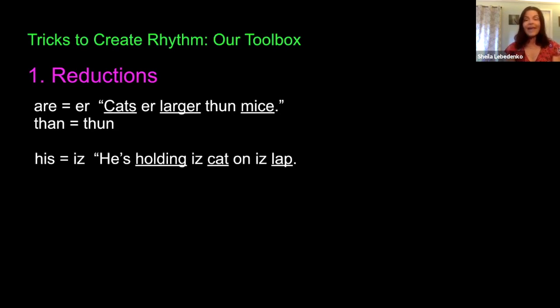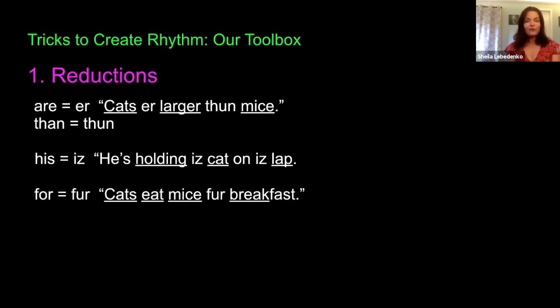His can become 'is. You don't have to have the H and all the pronouns like his and her and him in the middle of a sentence. So we could say he's holding 'is cat on 'is lap. And as long as I am very clear about holding, cat, and lap, and we know who he is because we've already been talking about him, then it's super clear, it's not a problem, it's not considered sloppy. He's holding his cat on his lap.